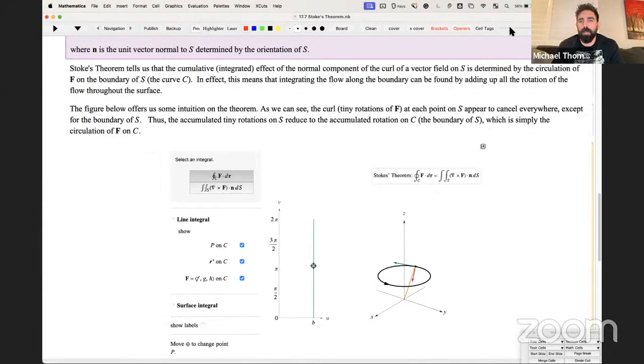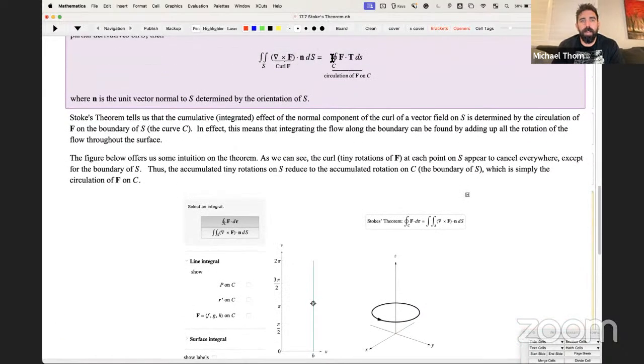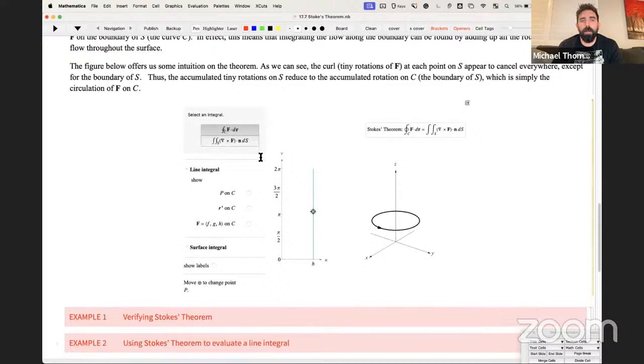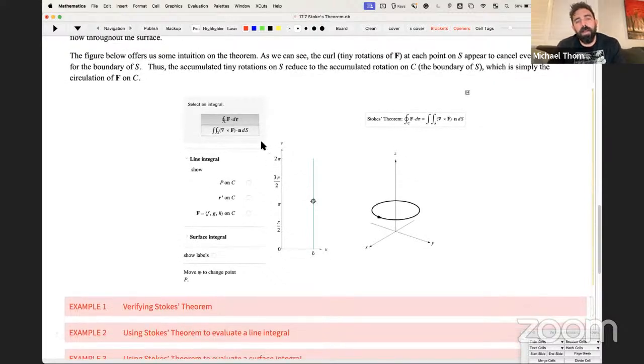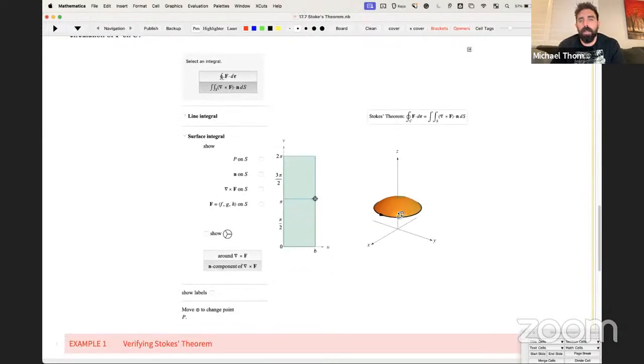So I've got a little animation here, hopefully to help a little bit. We'll see if this works. What I've got here is the left-hand side of Stokes' theorem and the right-hand side, and they're equal, so you should get the same result for both. Let's start with the left-hand side. We're integrating over a surface, so let's pick a surface right there. It's got a boundary curve C.